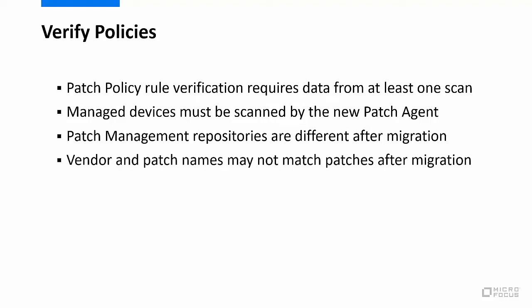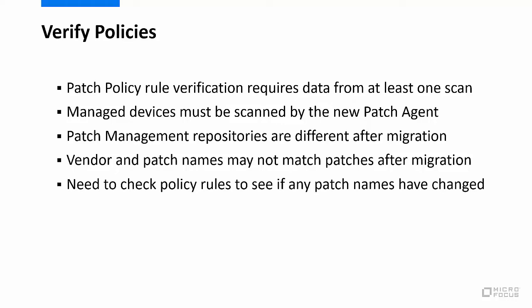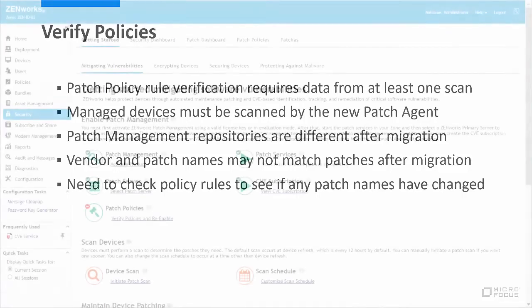If needed, you can speed up this process by running scans manually on devices using quick tasks after the new DAU is downloaded on zone devices. After the scans have run, we need to verify that all our patch policy rules are still working, or in other words, that the vendor and patch names still match with patches. Without a scan by the new patch agent, there would be no data to compare with in the patch policy rules. We've given time for our scans to complete, so we can demonstrate the verification process.